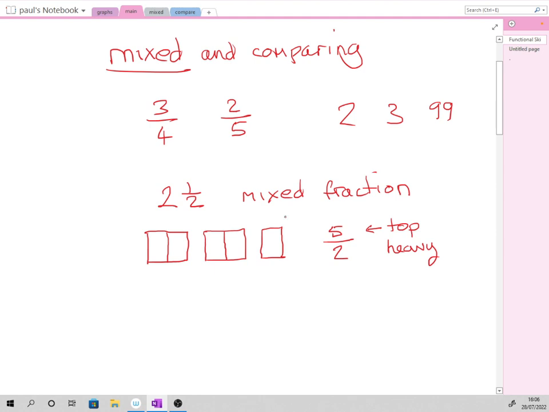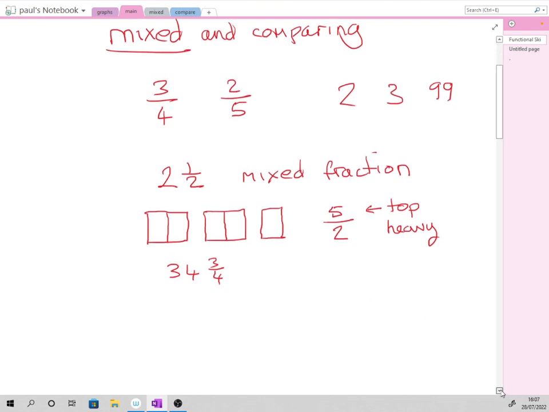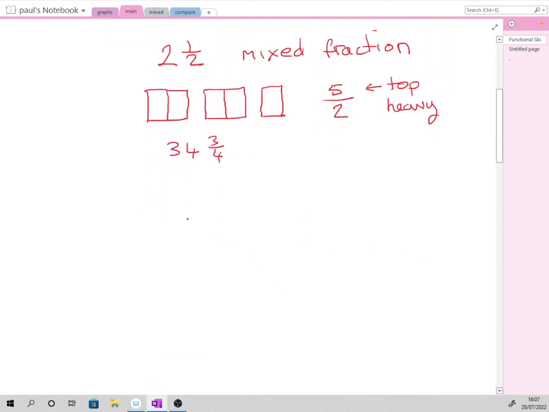Now this drawing out the little squares and halves in them is okay as long as these numbers are small, but imagine we had 34 and 3/4. We'd have to draw 34 boxes and divide them all up into quarters and then count how many we've got, and it's just too big. So there must be another way. There is fortunately another way.